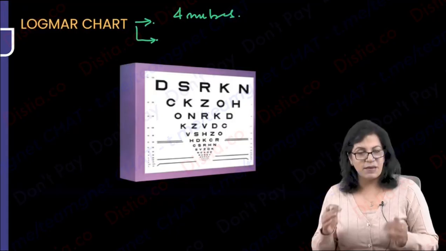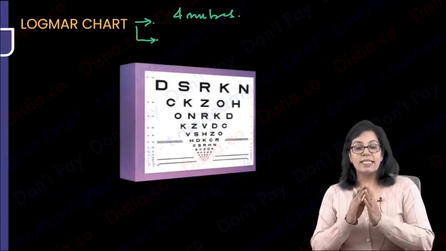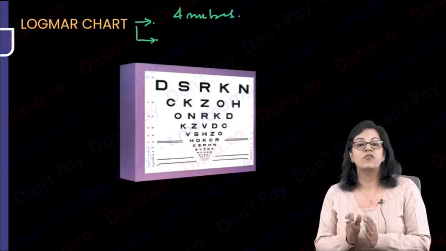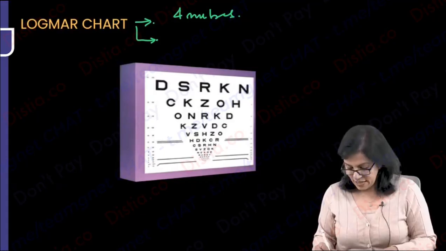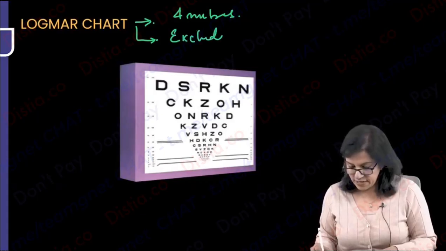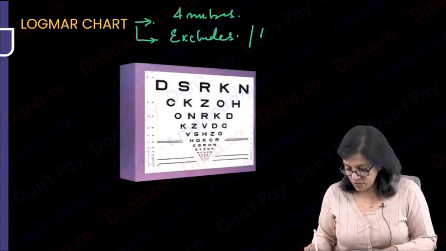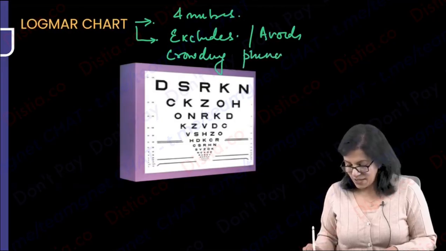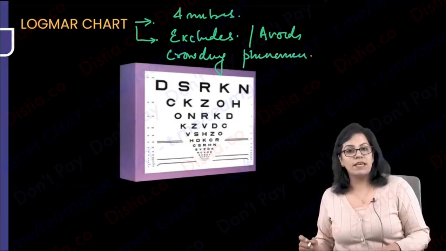And a very, very important benefit of this is that it excludes any factor of the crowding phenomenon. It avoids the crowding phenomenon. What does this mean, all of you? I think I'm going to explain it to you in the amblyopia topic as well.